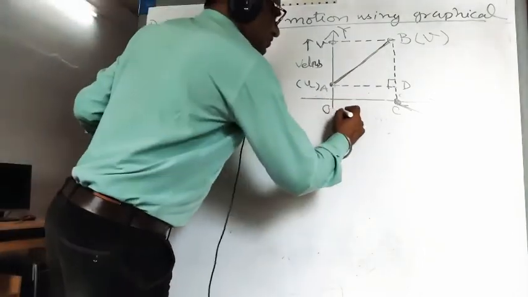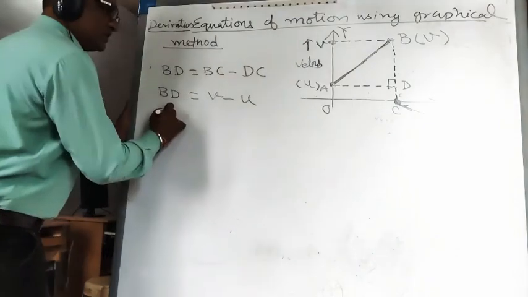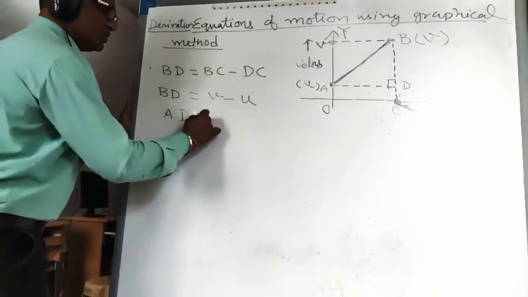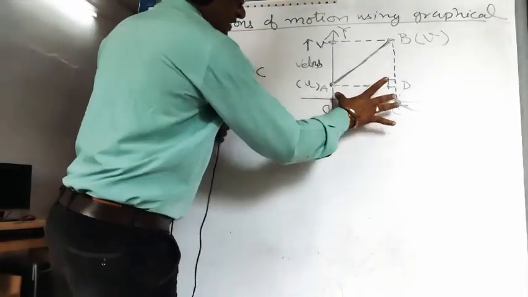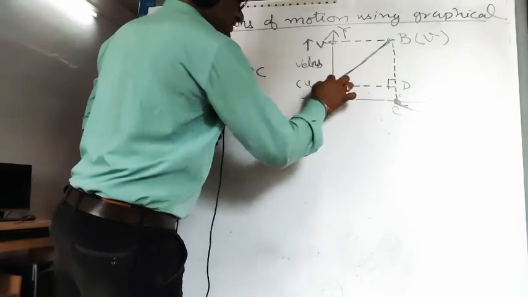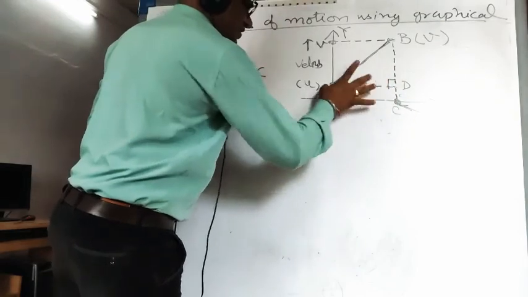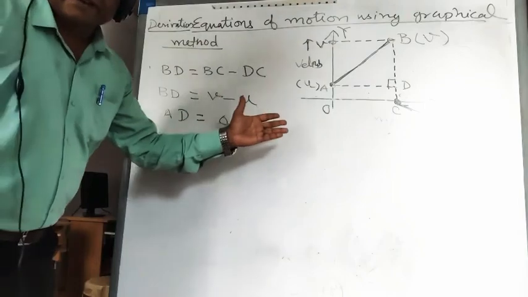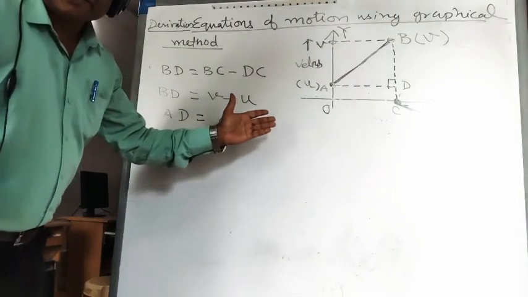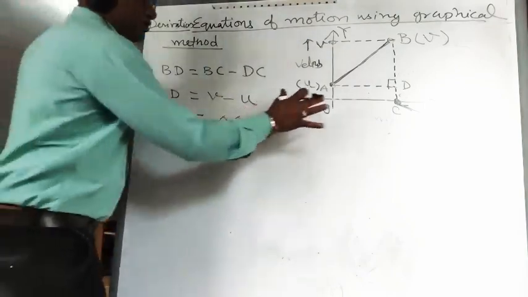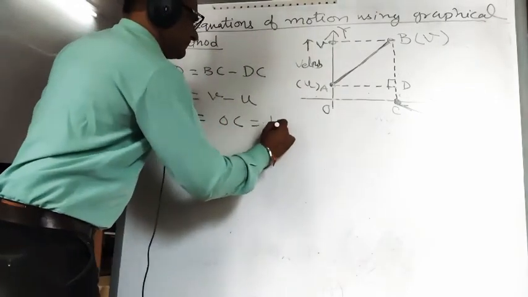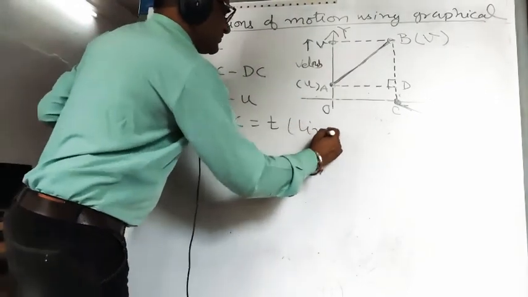Similarly, what does AD stand for? Can I say AD is equal to OC? Look, AD is equal to OC. This is a rectangle and these are opposite sides of the rectangle. Definitely, they are equal in length. Now, OC stands for the time taken. This T stands for the time taken.